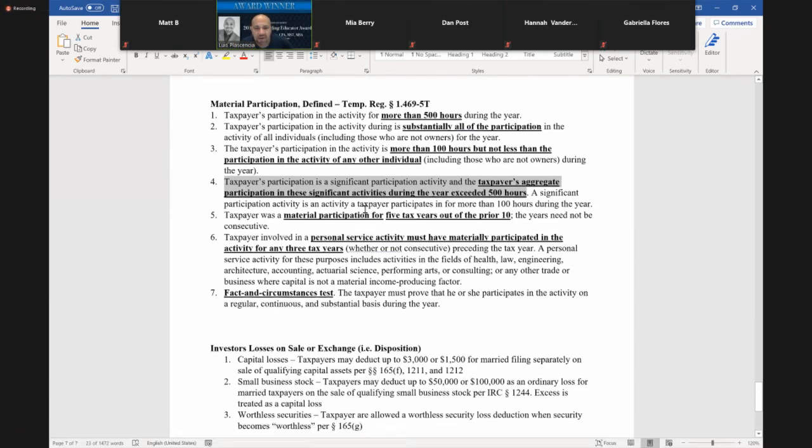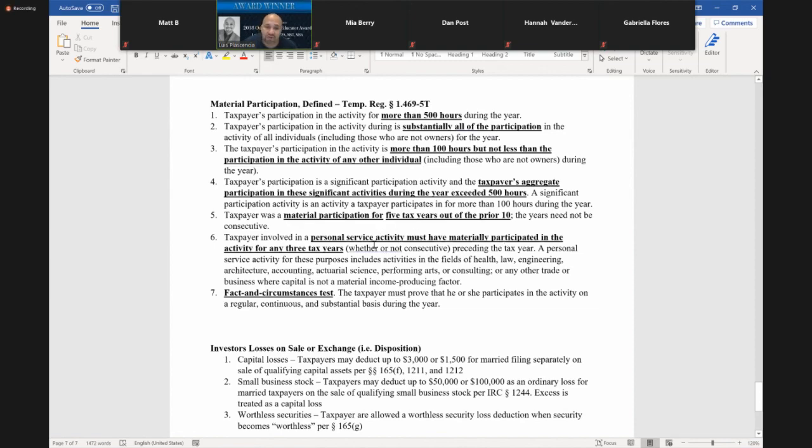Again, this is for the current year. If it's not met in the current year, you can actually meet it in prior years. 5 and 6 relate to previous years. 1, 2, 3, and 4 are the current year. So let's say they do not meet the test in the current year. Then you have to ask yourself, did they meet the material participation in 5 years out of the past 10 years? If yes, then even though they don't meet material participation in the current year, it's considered met if they met it in 5 of the last 10 years.